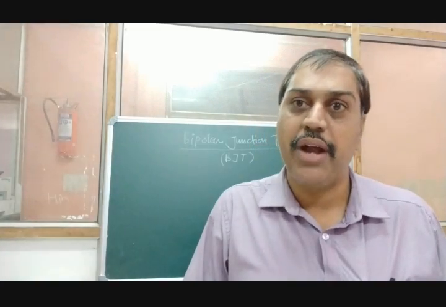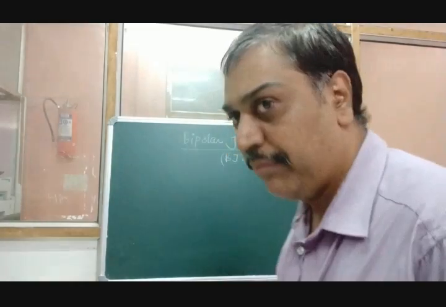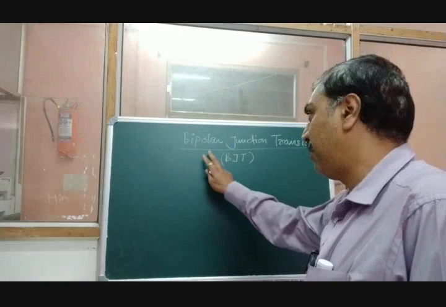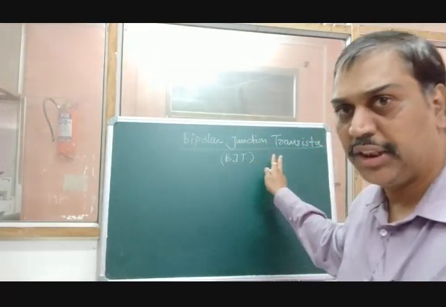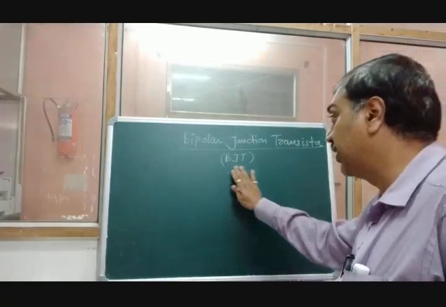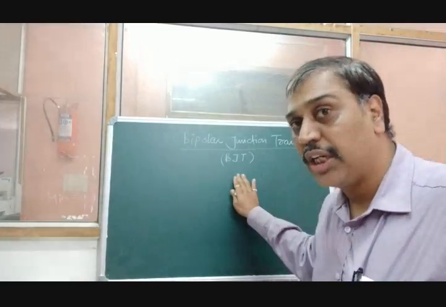Now the new topic we have to start today, which is remaining, is nothing but the bipolar junction transistor. What exactly is a bipolar junction transistor? In short, it is said to be BJT. What is said to be a bipolar junction transistor?